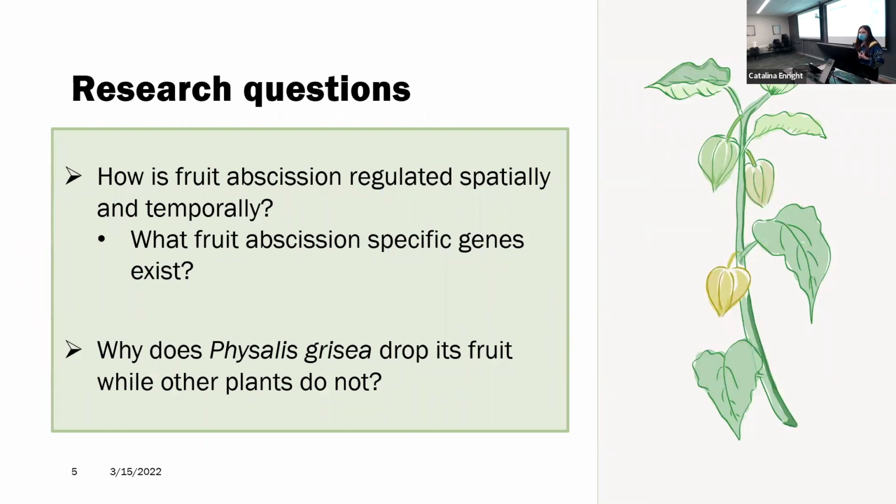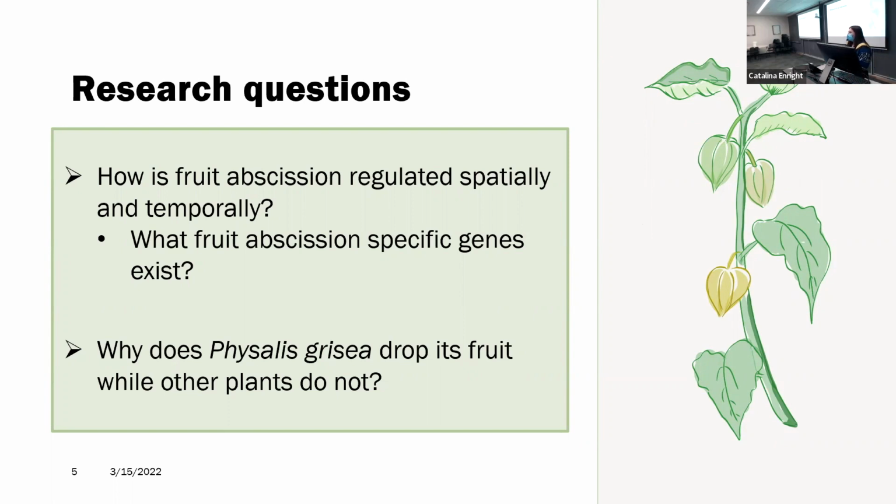One is a model to understand how fruit abscission is regulated both spatially and temporally. And I'm trying to figure out what is specific about fruit abscission, where, when you're dropping your fruit, you aren't also dropping all of your leaves at the same time. That's not beneficial for the plant at all. On the other hand, I'm trying to reduce abscission in Physalis to make it a more agronomically viable crop for farmers. I'd also like to point out here that Physalis grisea drops its fruit while other plants do not.